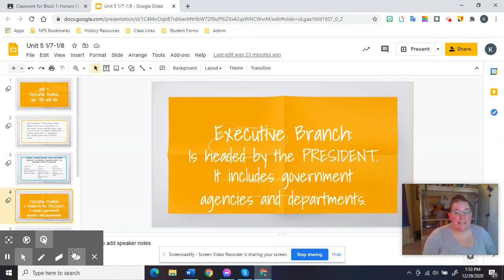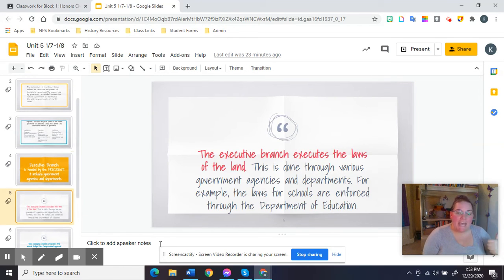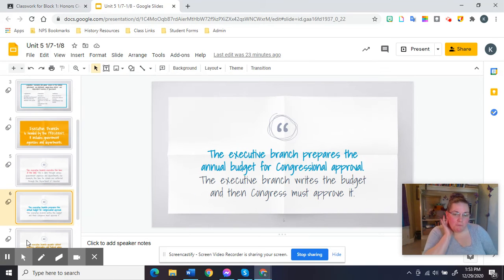The executive branch is headed by the president. It includes government agencies and departments: the Department of Education, Homeland Security, all of those. They're all going to fall under the executive branch, which is headed by the president. So the executive branch executes the laws of the land. This is done through various government agencies and departments. For example, the laws for schools are enforced through the Department of Education. The executive branch prepares the annual budget for congressional approval.